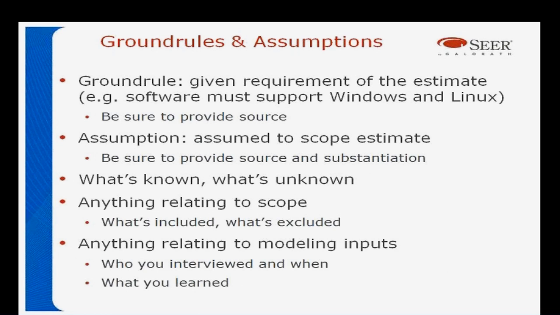Ground rules and assumptions is a place where people often get into trouble. A ground rule is something you've got to do. For example, the software's got to support Windows and Linux. The software's got to work in the latest browsers or whatever it may be. Those are things that just have to happen.